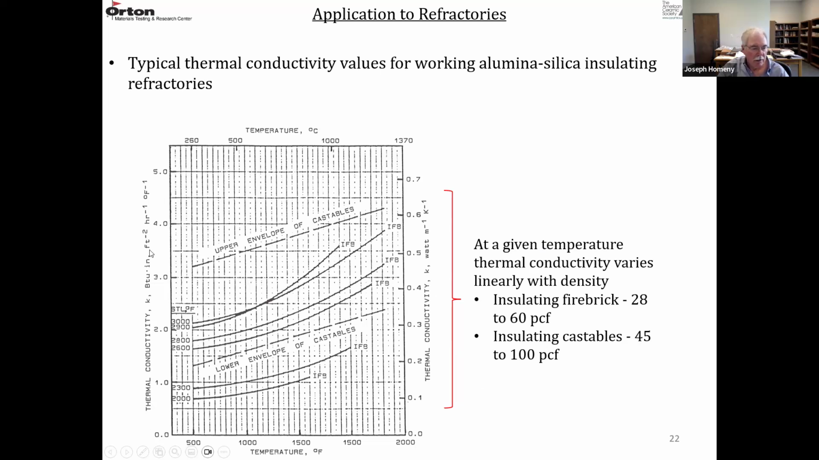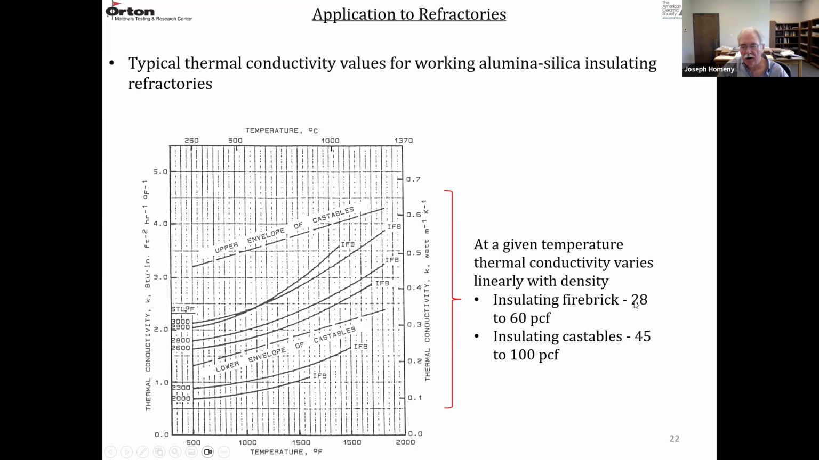So again, thermal conductivity versus temperature, going up from bottom to top, the insulating fire bricks, the IFBs, they're going up in use temperature, they're going up in alumina content, and they're becoming denser. So at any given temperature, if you plotted conductivity versus density, it's going to be pretty linear.